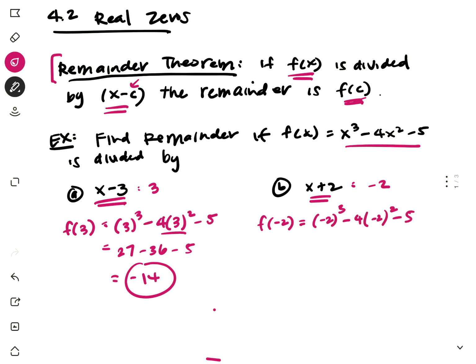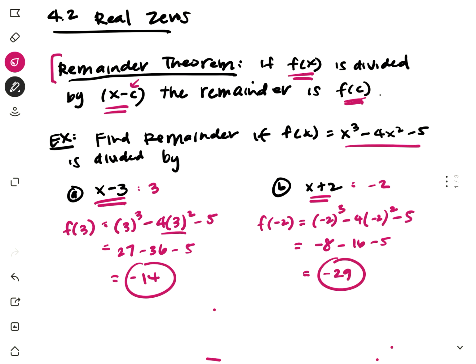Okay? And we're simplifying. So negative 2 cubed is negative 8. Be careful with your signs. Negative 2 squared is 4 times negative 4 is negative 16. So negative 8 minus 16, negative 24. Negative 24 minus 5 is negative 29. So this would be our remainder.